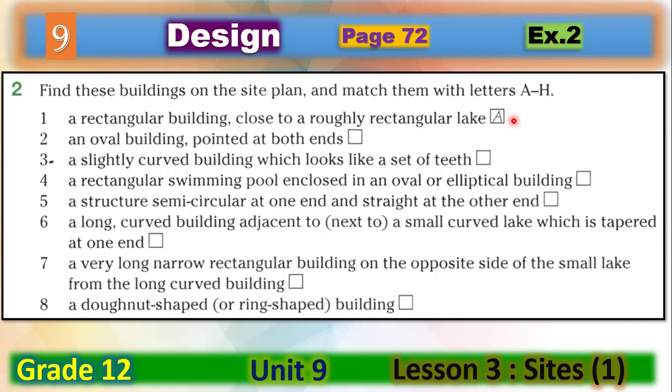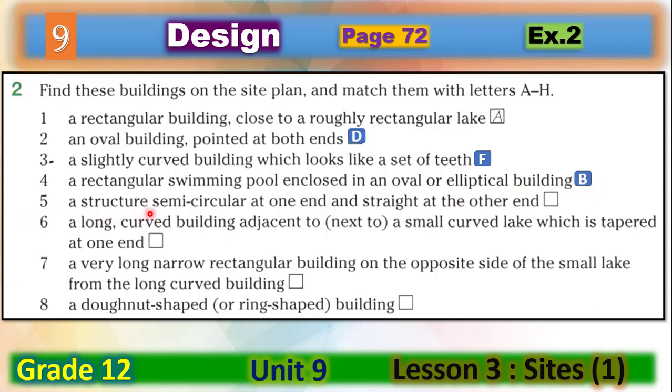Welcome back, my dear students. Now let's have a look and discuss your answers. Number 2. An oval building pointed at both ends. What is that building? It's building D. A slightly curved building which looks like a set of teeth. It's building F. A rectangular swimming pool enclosed in an oval or elliptical building. Picture B.